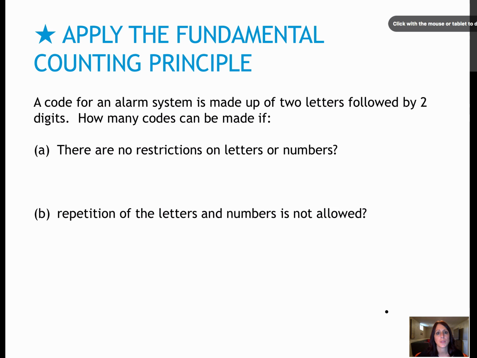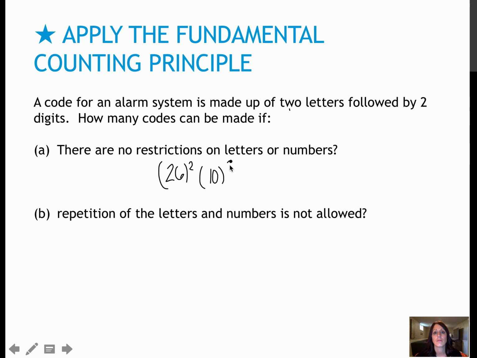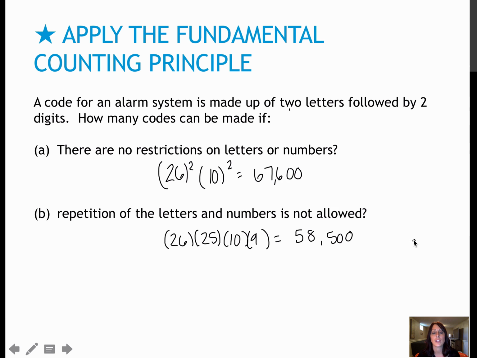We have a code for an alarm system made up of 2 letters followed by 2 digits. If there are no restrictions on letters or numbers, that would just be 26 squared and 10 squared, which would give me 67,600 different possibilities. However, if the repetition of letters and numbers is not allowed, that would be 26 and then 25 choices, and then 10 choices and 9 choices. Multiplying those together, I have fewer choices, of course. I have 58,500 different possibilities.